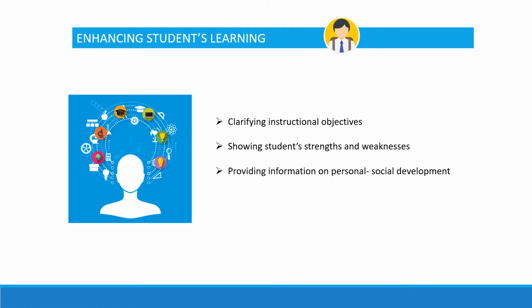Next is providing information on personal and social development. It is good that the grading and reporting system allows students to have some information about their personal development, because personal development is very important for the students, and at the same time this is what we call social development. When students have this information about their personal or social development, it will help them to enhance their overall learning.